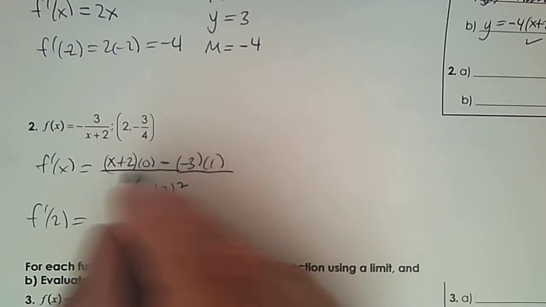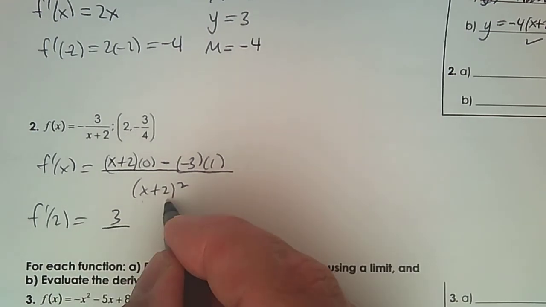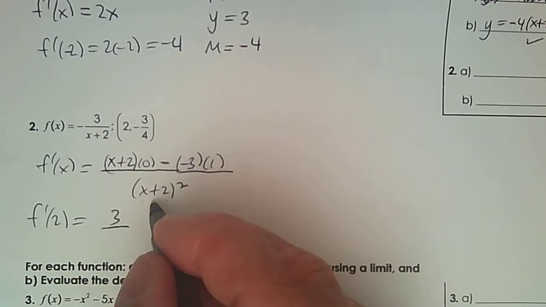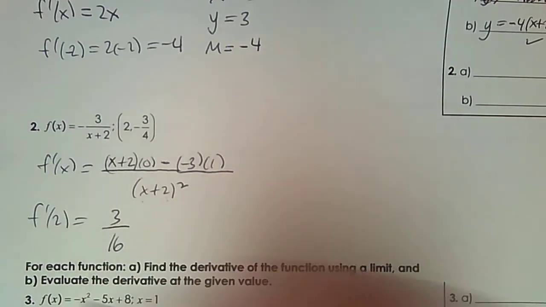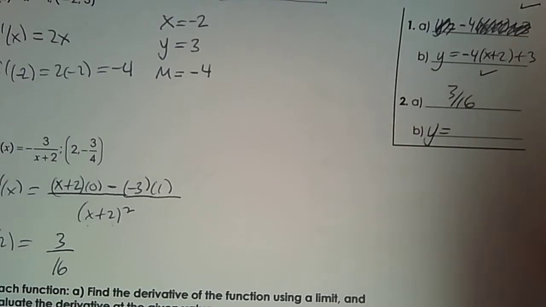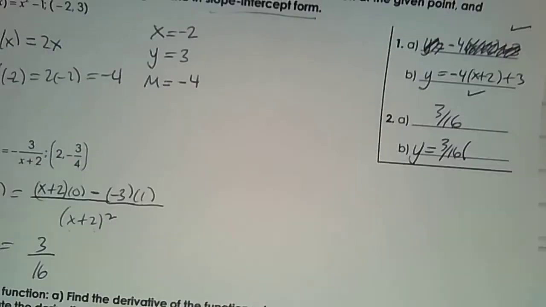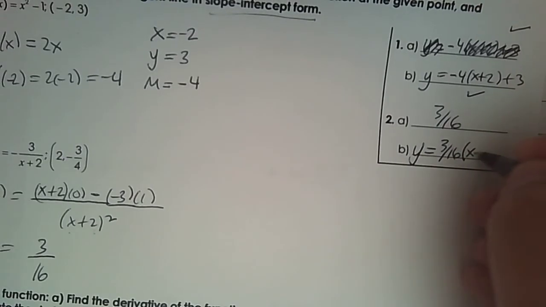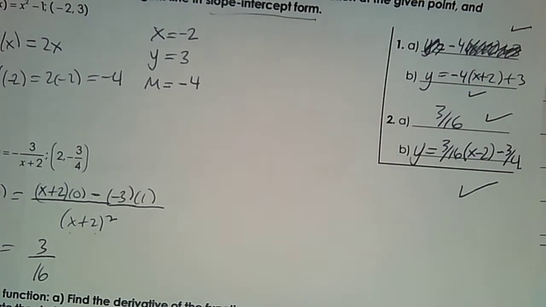So if I plug in 2, this is 0. So I only have positive 3 in the numerator. If you plug in 2, there's my only variable left that matters there. I get 2 plus 2, 4 squared. I get 3 over 16. So step 1 is, what's the slope? And the answer is 3 over 16. What's the equation? It's y equals 3 over 16, and then I'm going to use the x coordinate, which is positive 2. So I change the sign, and then I keep the sign. Negative 3/4. Perfect answer. Slope, equation of the tangent line. 4 out of 4, I am sure.